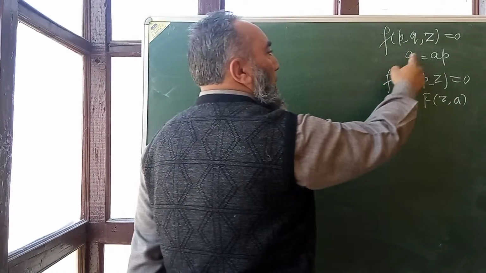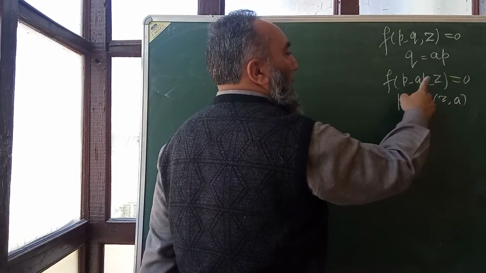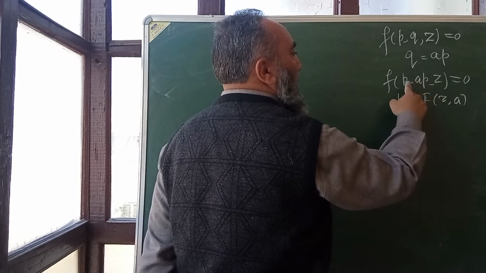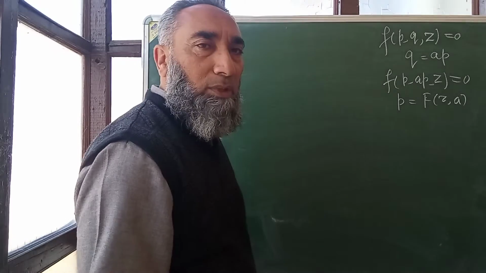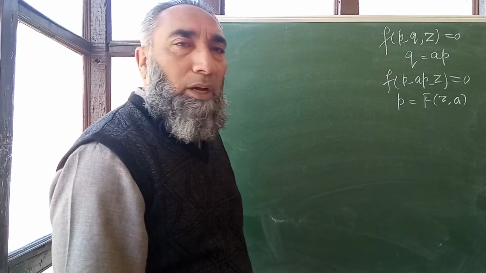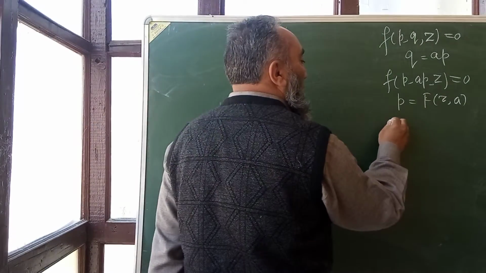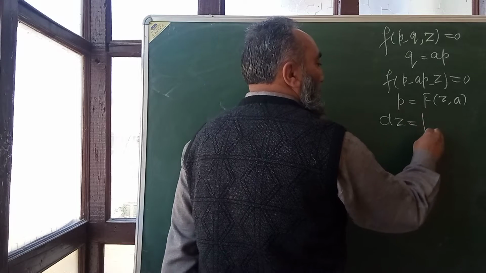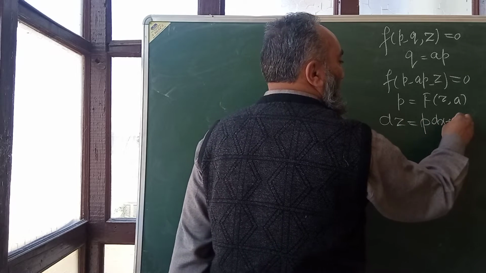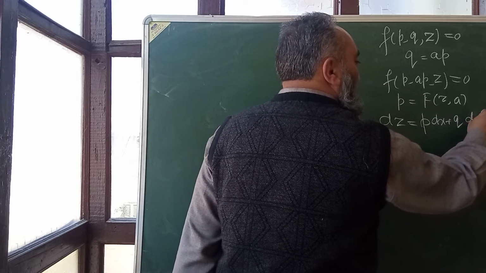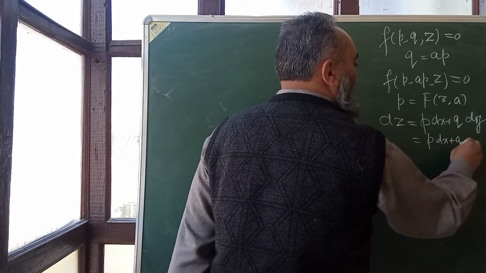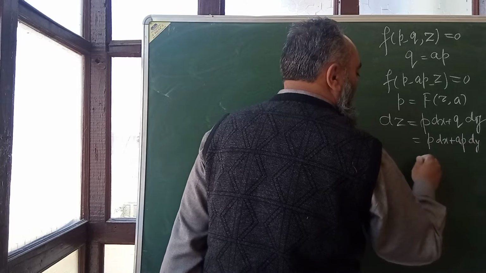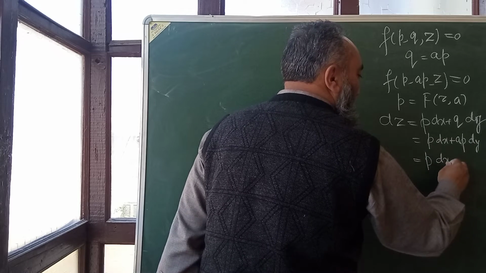I have put Q equal AP. I have P, AP and Z. So you have three things, P, A and Z. Now let me solve it for P. P will be function of Z and A. I have P, I have Q. So I have dz. What is dz? P dx plus Q dy. But my Q is AP. So this is P times dx plus A dy.